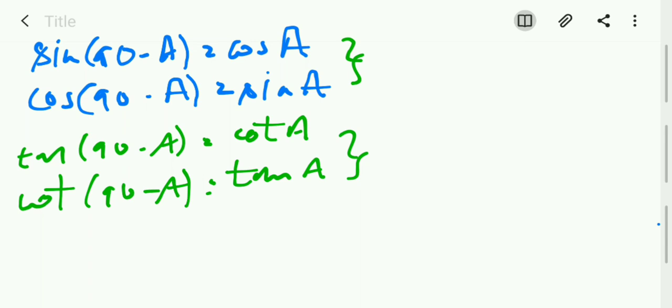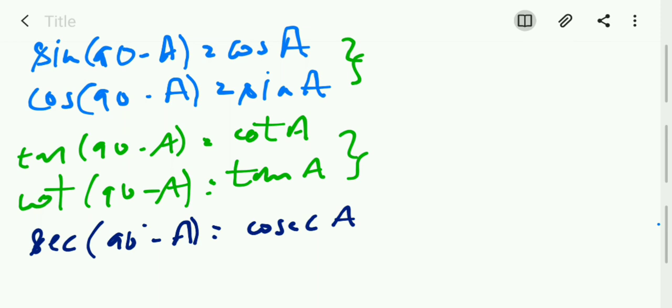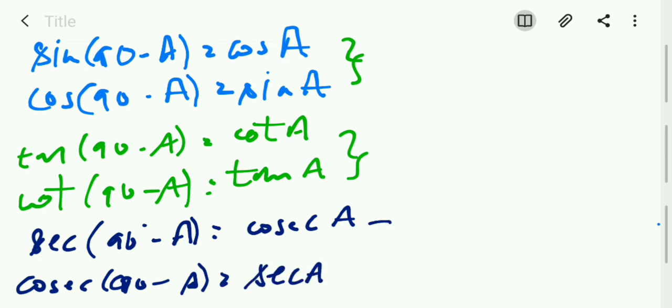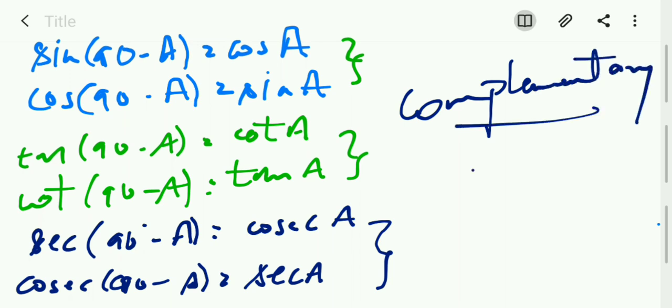Correct? I know everyone is brighter than me, huh? So secant 90 minus A is nothing but cosec A. Similarly, cosec 90 minus A is nothing but secant A. So these are the complementary angle relations. This is what you need to know in complementary angles.